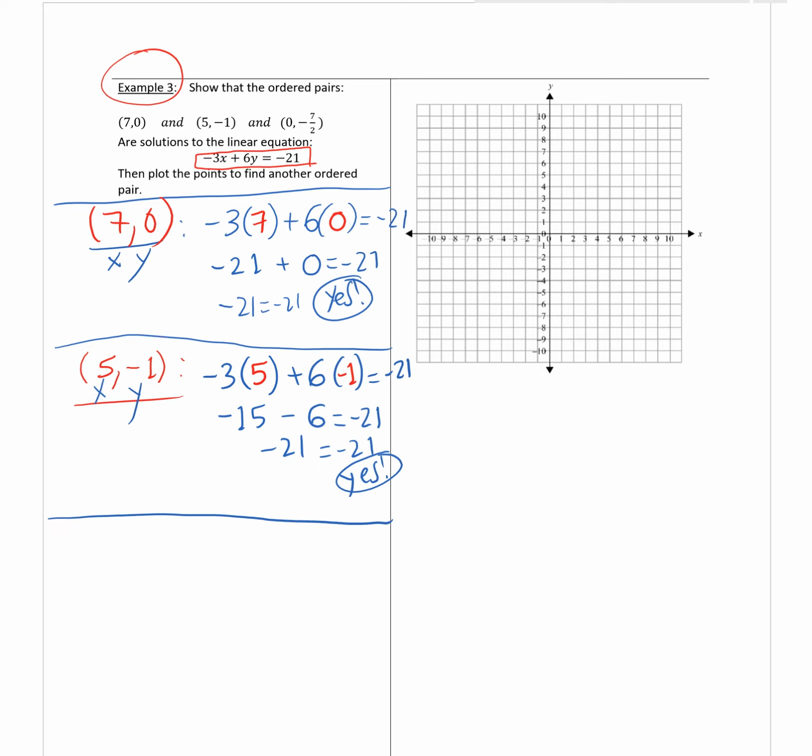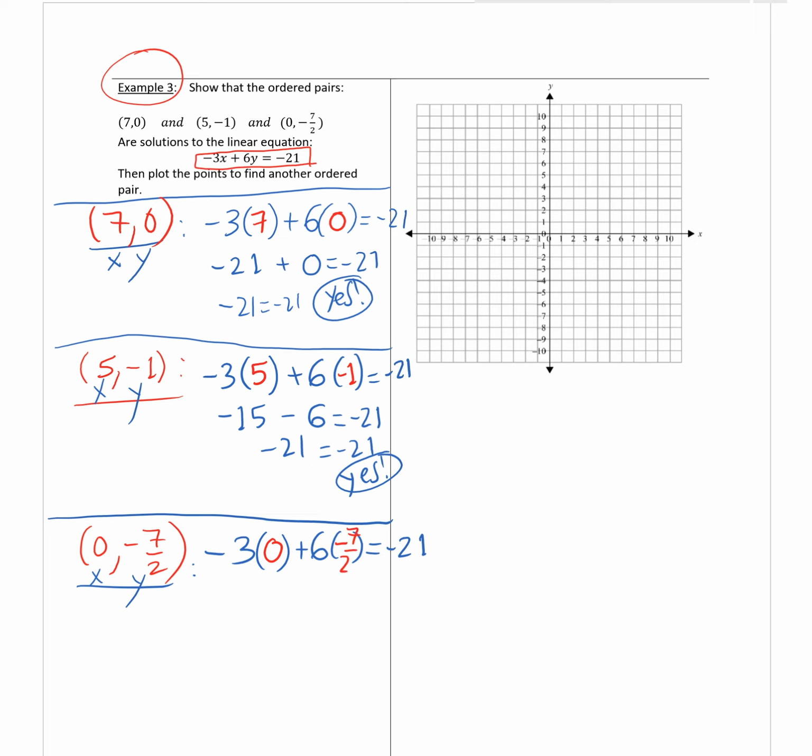We'll see, though. What about the last one? These sons of guns. The last one. Okay, they want us to test... Oh, it's got a fraction in it? I'm not happy about that. Oh, well, what are you going to do? Alright, let's see. I'm going to replace those coordinates in for x and y. It was negative 3 times x plus 6 times y is negative 21. My x coordinate is 0 and my y coordinate is negative 7 halves. I'll replace x with 0 and y with negative 7 halves here.